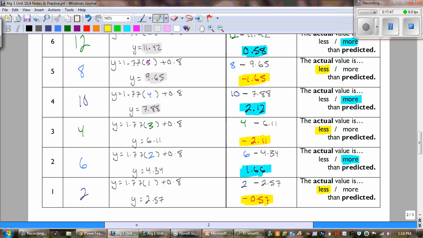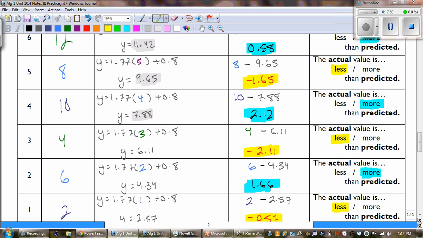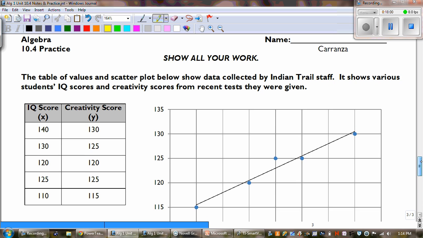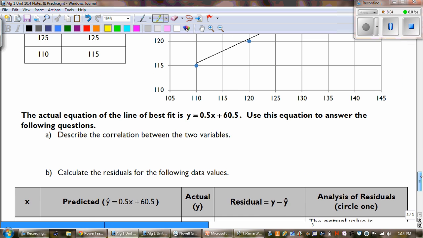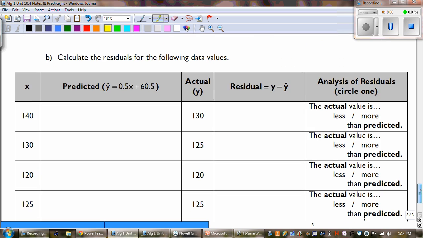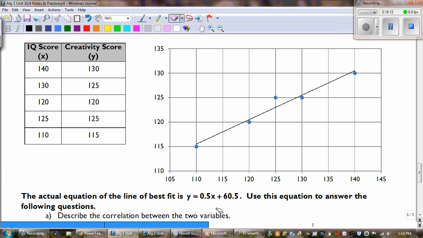Now, I'm not going to sit here and go through all this stuff because this is just basic calculation, but if you need help, please come see Ms. Carranza or myself. Now, 10.4 is your homework, the 10.4 practice. Okay, they tell you the equations in here. All right, so all you're doing is plugging in the information. You do not need a graphing calculator for it.